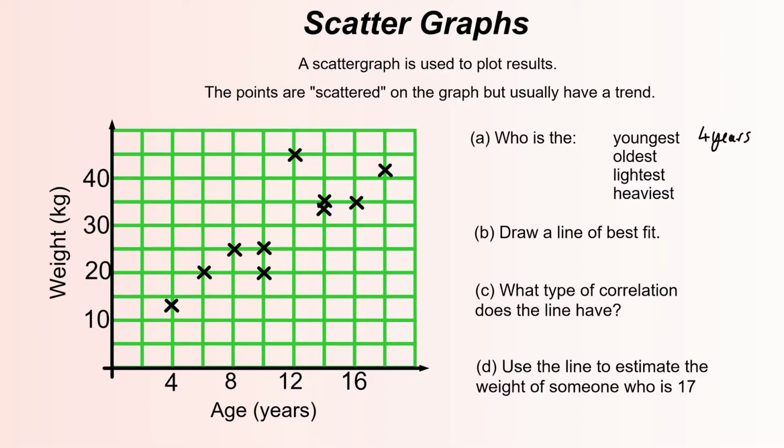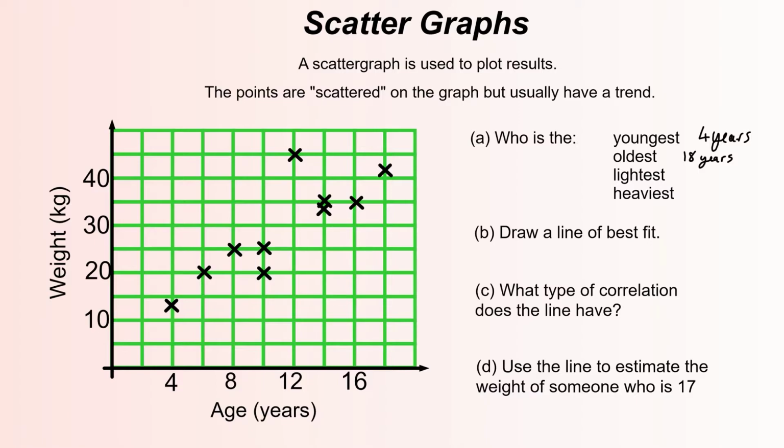The oldest would be the opposite side, so we're looking around here. Now be careful when you're reading your graph. Make sure you're reading your axis properly. It's not going up in ones, it's going up in twos, maybe in 5s, 10s, 7s, whatever. It really depends on what suits the graph. So it's 2, 4, 6, 8, 10, and so on, so this would be 18. So the oldest person would be 18 years.